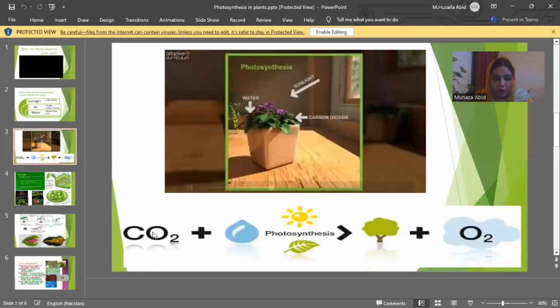What happens in photosynthesis? Carbon dioxide from air and water from soil or from roots are made into glucose and oxygen in the presence of sunlight and chlorophyll. Okay, do you get all this? Water is absorbed, sunlight is absorbed, carbon dioxide is also absorbed, and photosynthesis happens. That's why plants are always standing in front of sunlight.